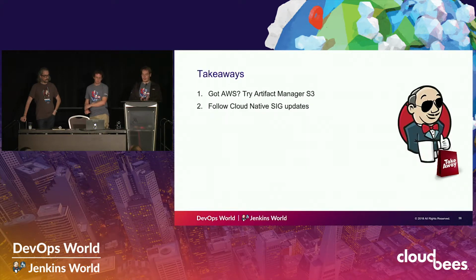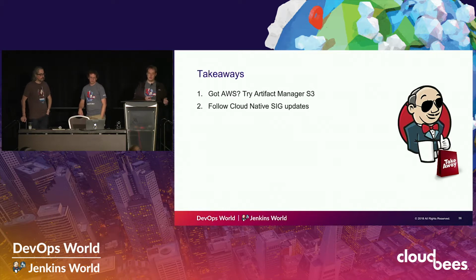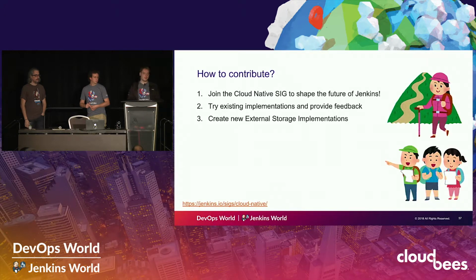So, regarding takeaways, if you have AWS, you can already try Artifact Manager. If you use Kubernetes, you can take credentials, storage, etc. And please follow the Cloud Native SIG if you're interested in this area, because lots of stuff is under development. We have regular meetings, and we are ready to collaborate. Every few weeks we have a public meeting. Everybody can join, provide feedback, share their needs, and we are ready to discuss how to approach that.